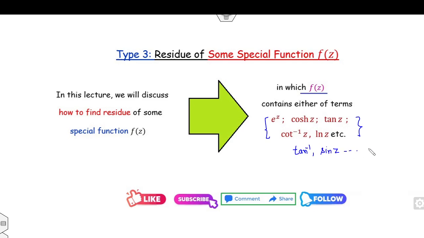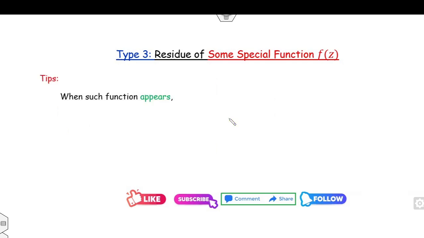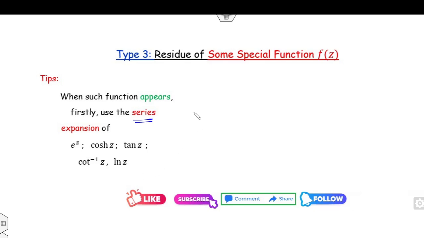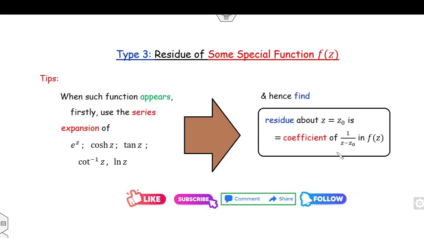Whenever you see a special function, you can get the answers within 15 seconds after watching this video. Remember, whenever such a function appears, always apply the series expansions. Series expansion means you can use either a Taylor series or any other series to expand them. For example, we all know the series of e raised to power z: 1 plus z square over 2 factorial and so on. That is the meaning of series expansions. Once you expand the series, then you can find the coefficient of 1 over z minus z naught.